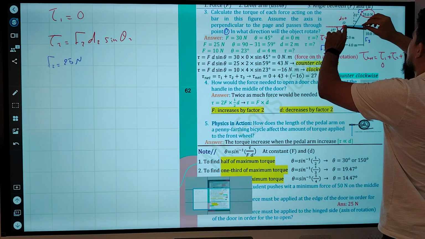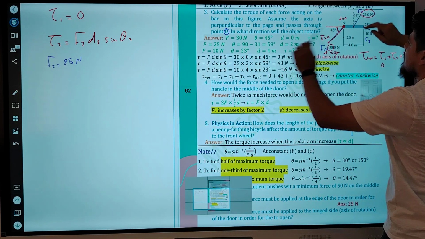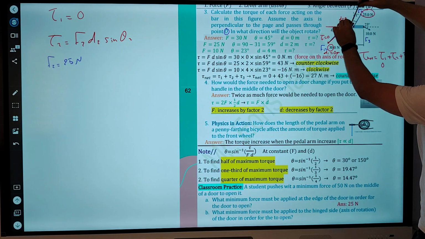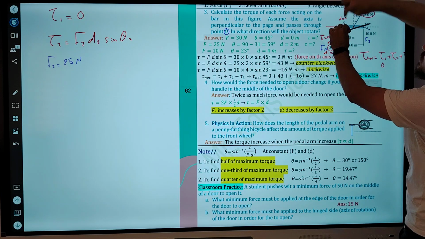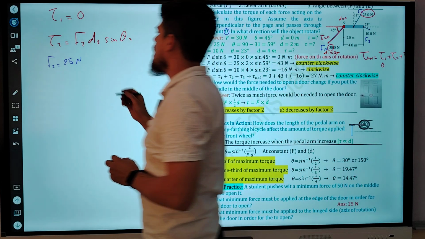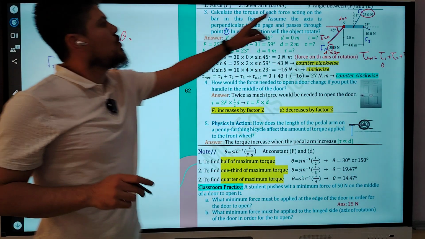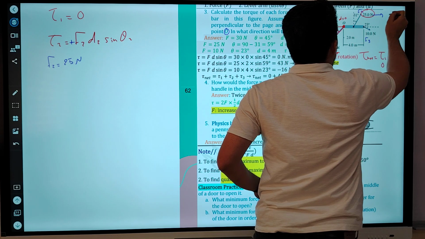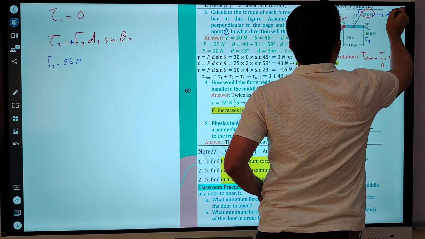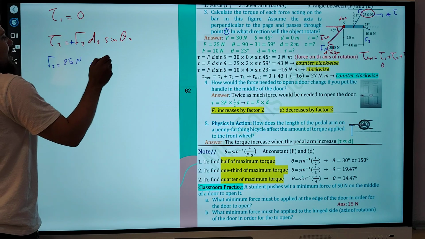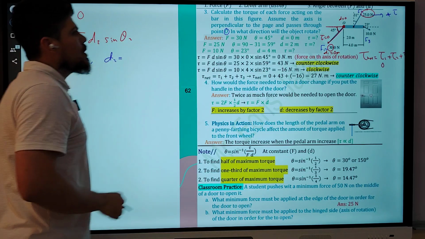This is the bar, okay? When the force is applied like that, an upward force, the upward force provides what? Counterclockwise direction. So that is why it's going to be a positive torque. F2 produces what? Positive torque. Why? Because it is rotating counterclockwise. Okay? And do we have D2?